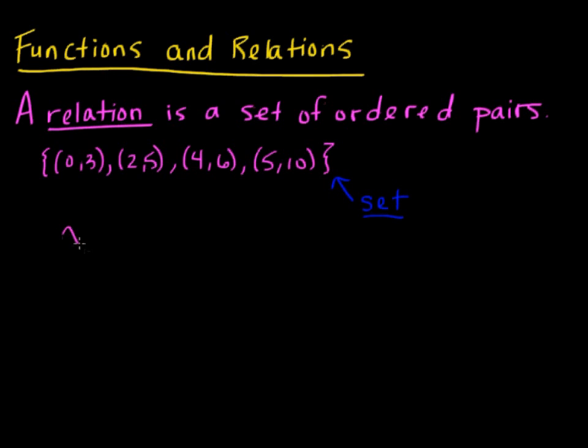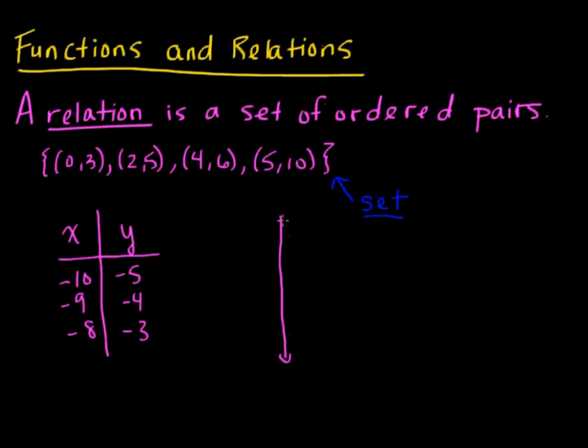Now, there are many different ways that you can represent a relation, and you've seen all of these before. One way is using a table of values to identify the x values on the left and the y values on the right. And in turn, this shows each of your ordered pairs that is part of that relation. Another way to represent a relation would be on a graph. And again, you've done this in grade 9 with linear relations and in grade 10 with quadratic relations.